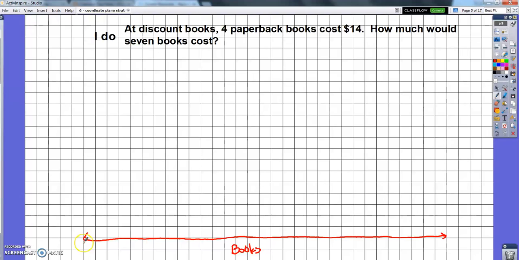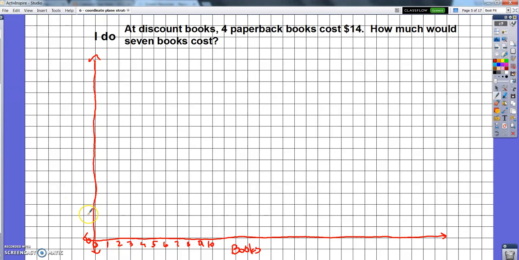So I need a place to be 0. So that would be my 0, 1 book, 2 books, 3 books, 5 books, 6 books, 7 books, 8 books, 9 books, 10 books, and so on. And then another one for my dollars. It goes right through the 0 on the first number line. This goes 0 here, and it's 0 on the other one as well.